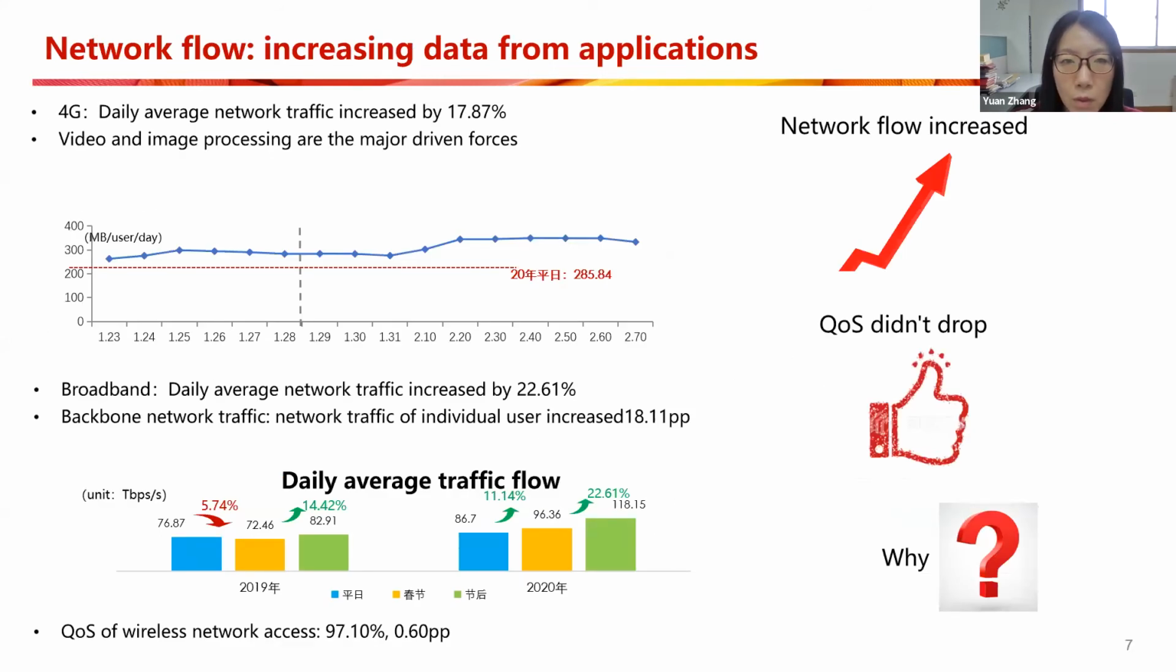The network flow is increasing. We can see from the statistics here that the wireless and broadband network flow are both increasing about 20%, but the QoS didn't drop. Then you might want to ask, what approaches did we take? The data transfer speeds and download speeds did not slow down, and everyone can still access the internet via smartphone just as well, even in Wuhan city. So what did we do?